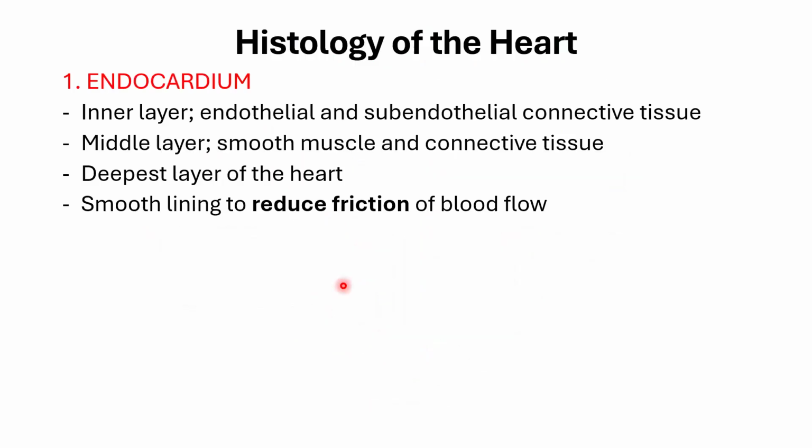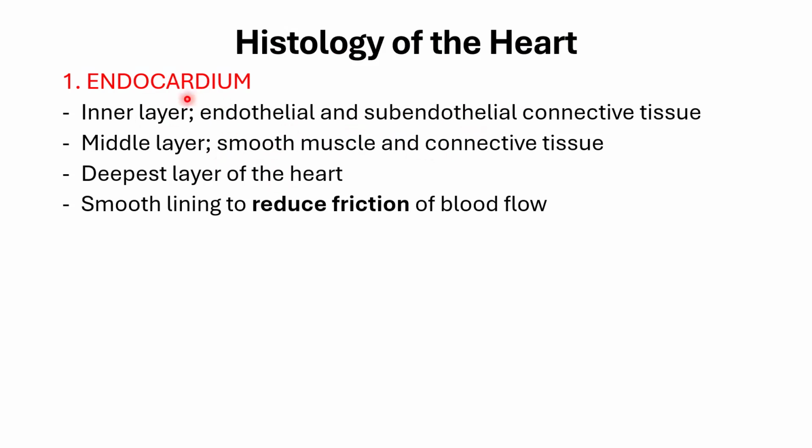So we'll talk about the three histological layers of the heart, starting with the endocardium, the innermost layer. The endocardium is the innermost layer, lined by simple squamous epithelium. It has an endothelium which is simple squamous and subendothelial connective tissue, which is loose connective tissue. Then you'll have a middle layer made up of a very small amount of smooth muscle and the connective tissue. The endocardium is the deepest layer of the heart.